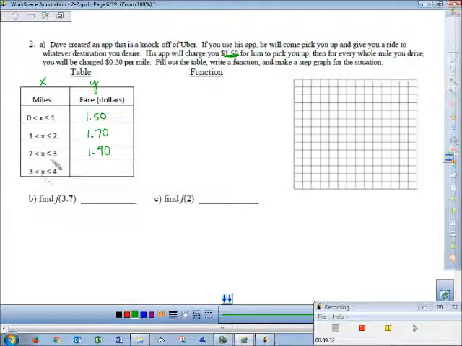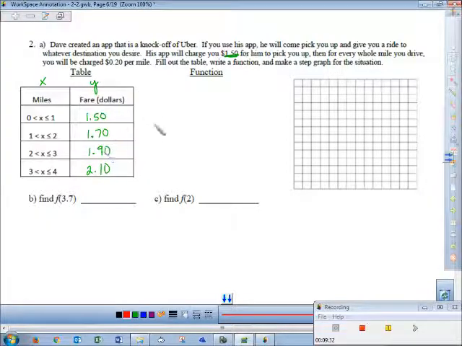And then here, if you go more than 3 miles but less than or equal to 4 miles, it's going to cost you $2.10, and so on. That pattern continues. So you can see there are little steps. Every mile is going to cost you an extra 20 cents, so your price is going to move in steps.